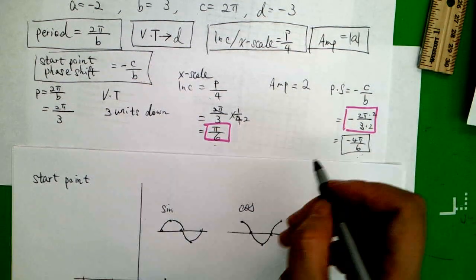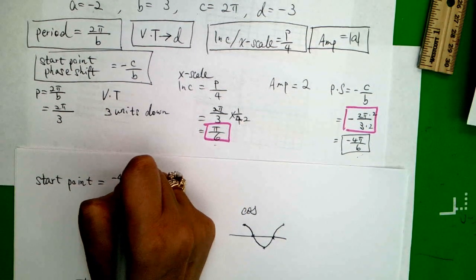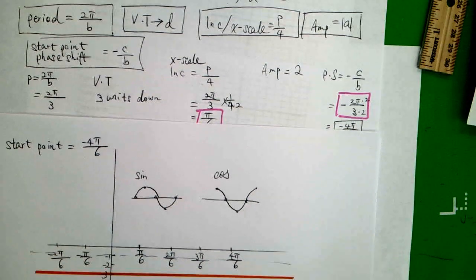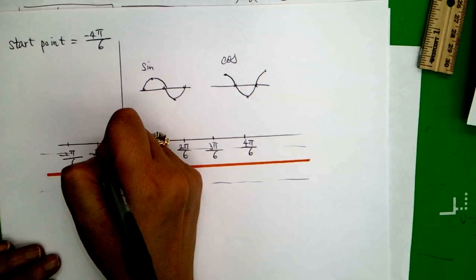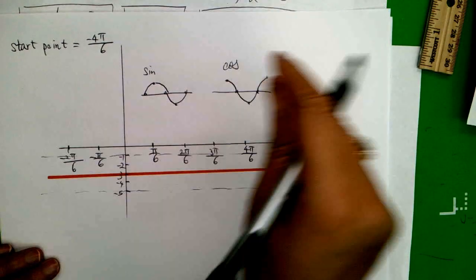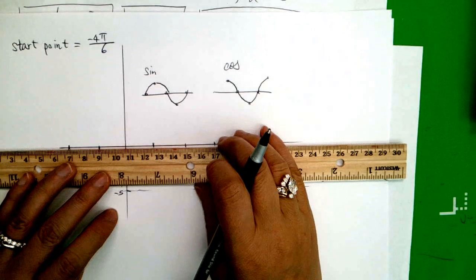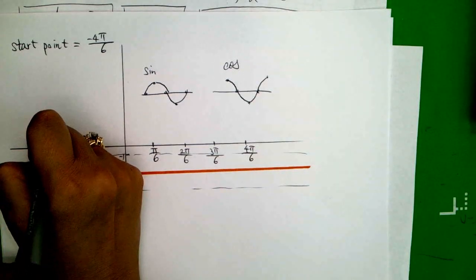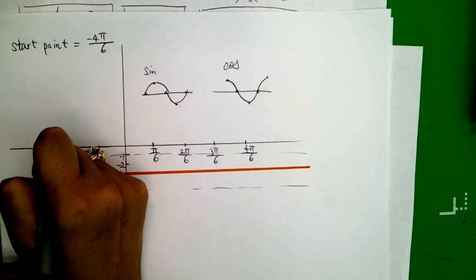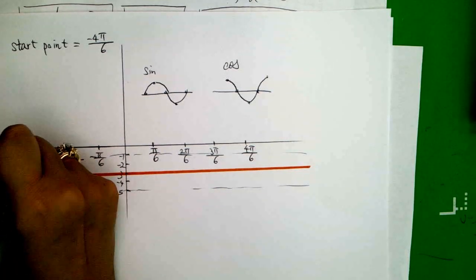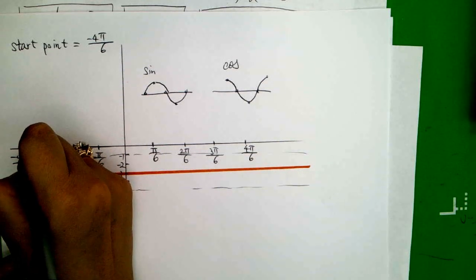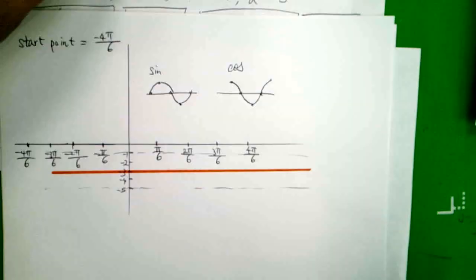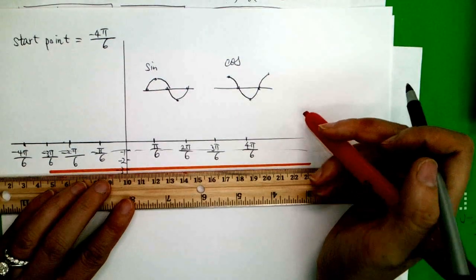-4 pi over 6. Sorry, I'm at school still. -4 pi over 6. This is -1 pi over 6, maybe -2 pi over 6. You can see how important it is that they have the same denominator. -3 pi over 6, -4 pi over 6. That should be the place I start. Okay. I should have 5 points to start.